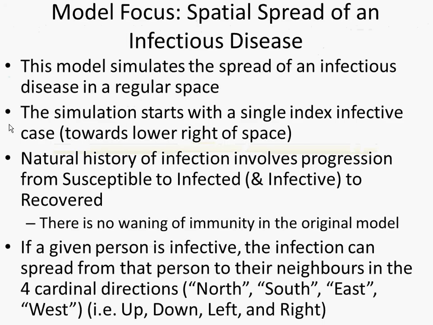This model is focused on spatial spread of an infectious disease. So the idea is that you're going to have someone infected up front, and it's going to spread over time to neighbors within some space. And the individual state is going to evolve, and as it spreads, they're going to go through a state where they're infectious, and then they're going to be recovered.